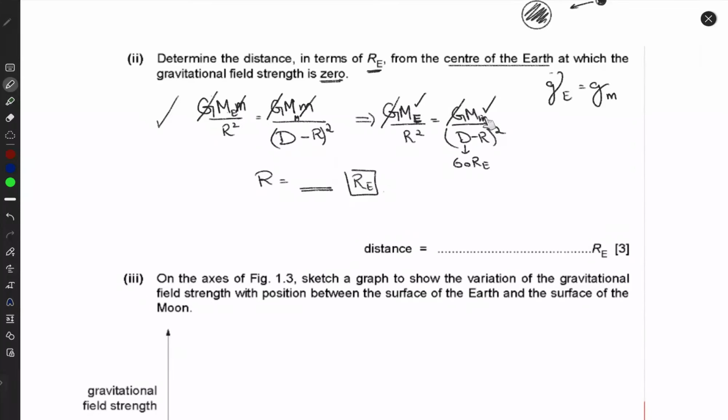So now it's just a matter of putting in the values of mass of the Earth and mass of the Moon, and the value of D, which is the total distance between these two objects, which is given in the question as 60 times radius of the Earth. So just put in the values and write your answer in terms of radius of the Earth. So here you'll have a number. And so is there any question? No, sir. Okay, so is that clear for everyone in the class? Yes.